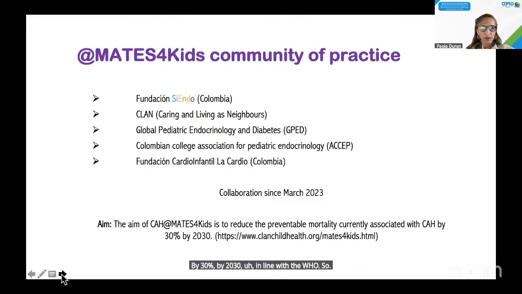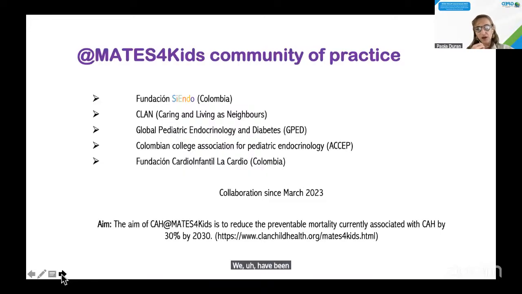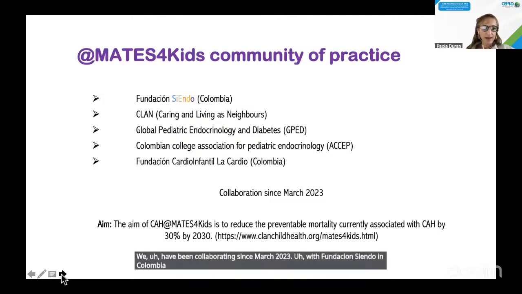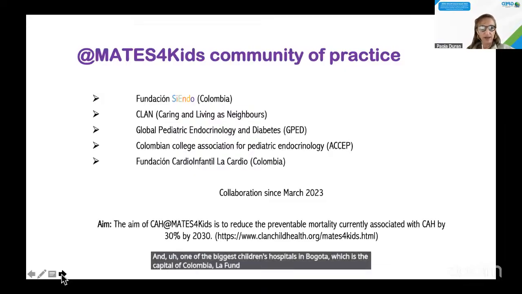So in this community of practice, we have been collaborating since March 2023 with Fundación Siendo in Colombia, CLAN, Global Pediatric Endocrinology and Diabetes, also the Colombian Association for Pediatric Endocrinology, and one of the biggest children's hospitals in Bogota, which is the capital of Colombia, La Fundación Cardioinfantil.